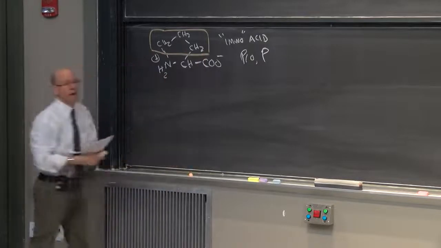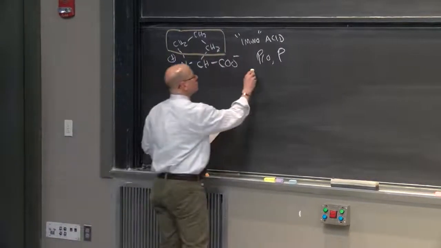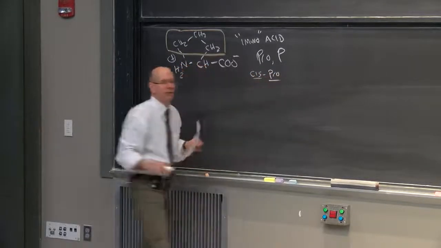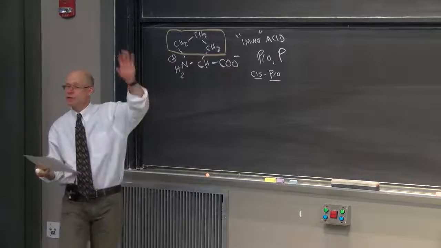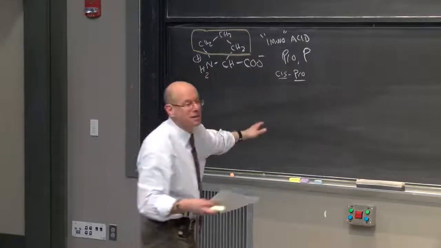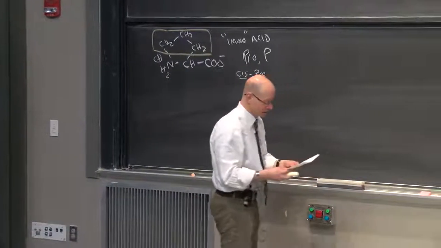This is the one, remember, that I alluded to was more likely to form a cis-peptide bond. Now remember, it's still going to primarily form trans-peptide bonds. But if any amino acid has a tendency to form cis-peptide bonds, it's the prolines. Okay.